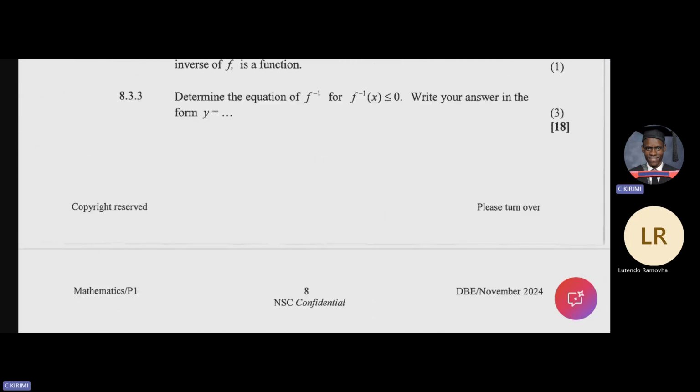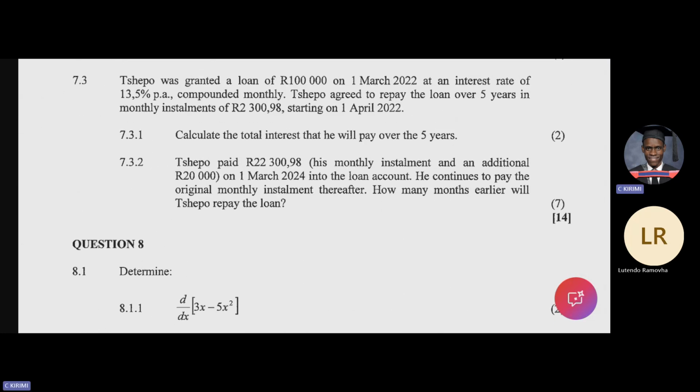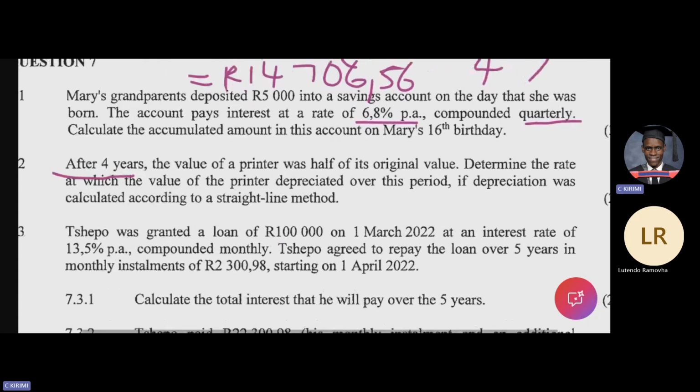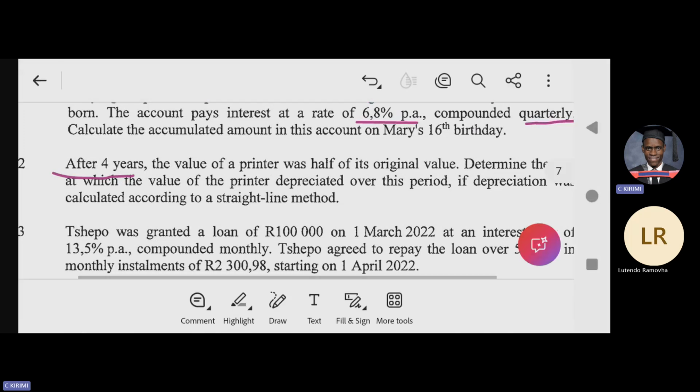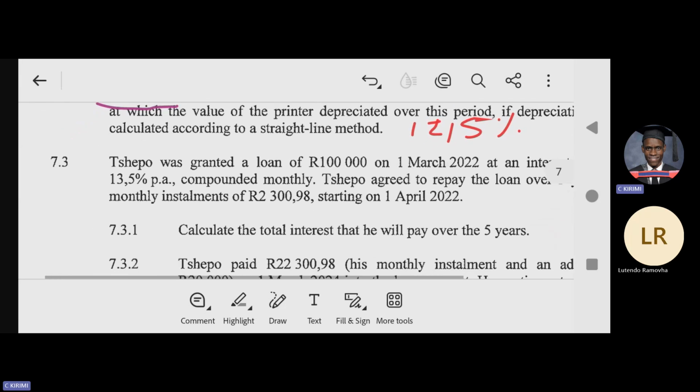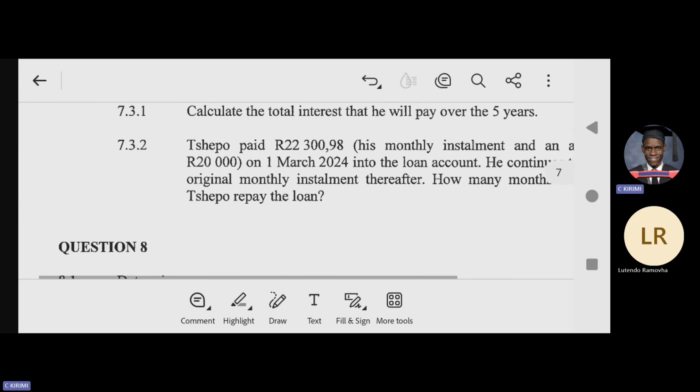So this one wanted you to think a bit. That's why it was a bit tricky. So the rate we said it's what now? The rate is 12,5%. Rate was 12,5%. That is our answer. Let's go to 7.3.